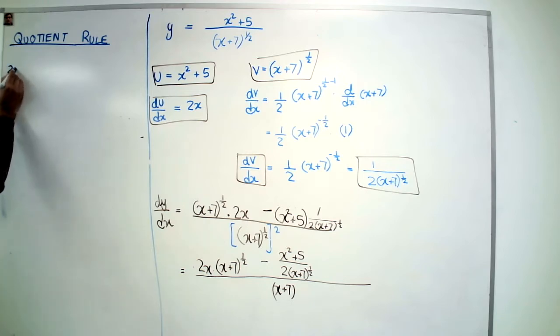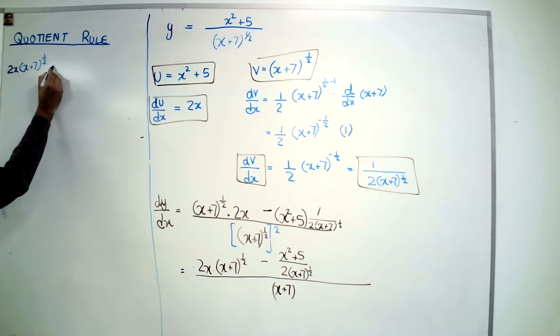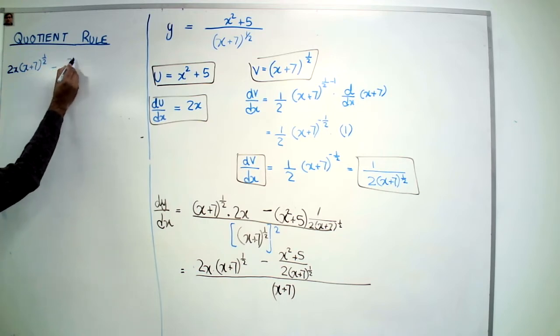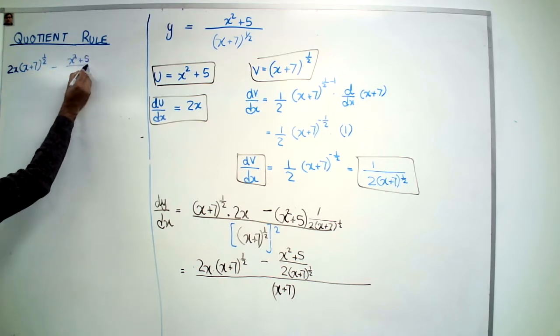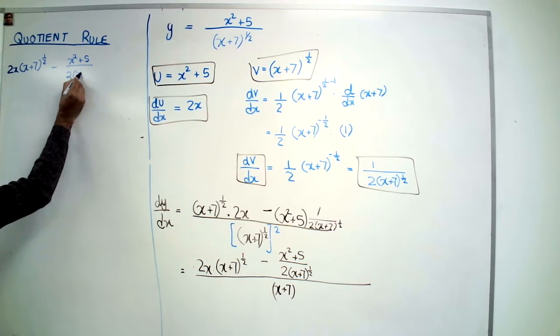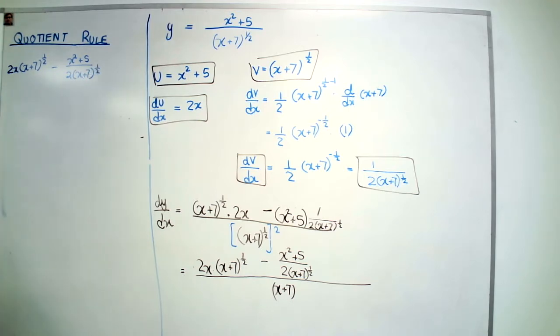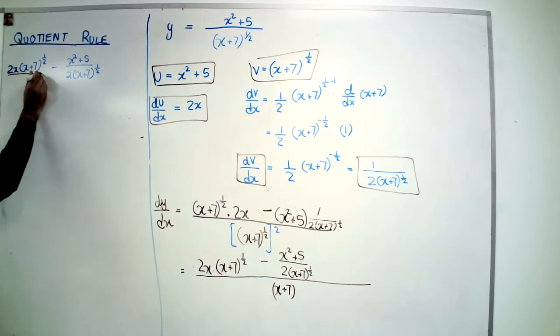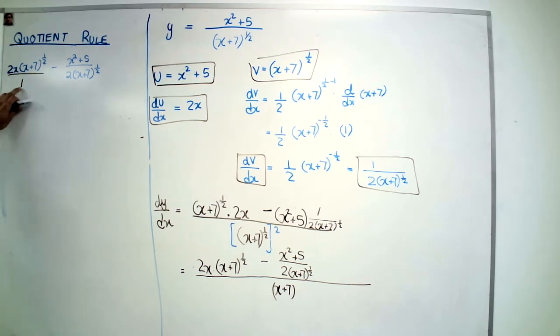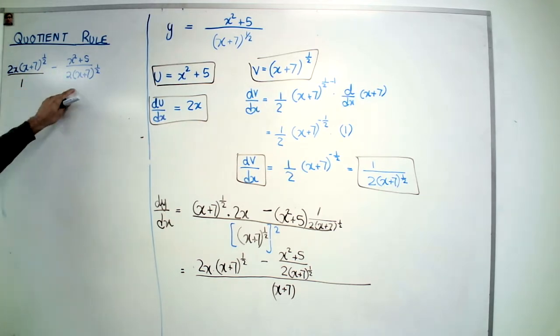So I got 2x(x + 7)^(1/2) minus (x² + 5)/2 (x + 7)^(-1/2). Okay. Now remember, on this side there is a 1 there. To make sure we can actually add or subtract these two terms, they should have the same denominator. The denominator should be the same.